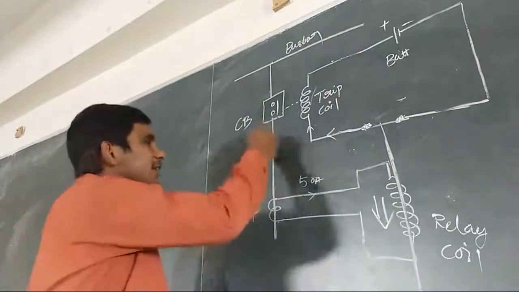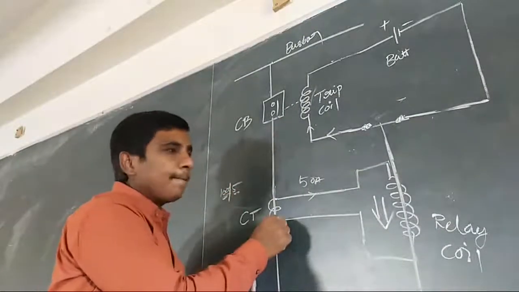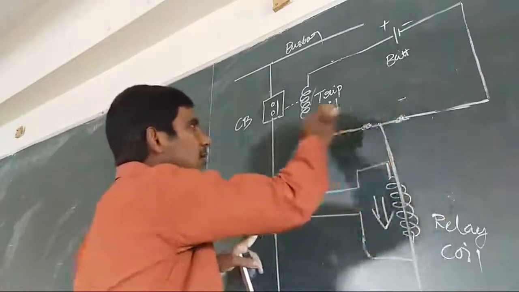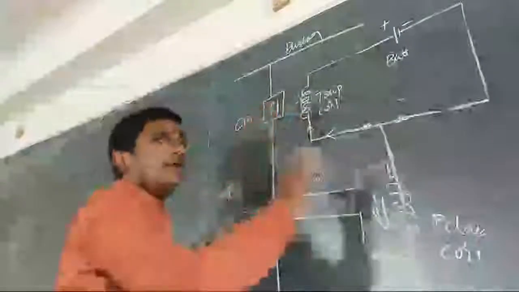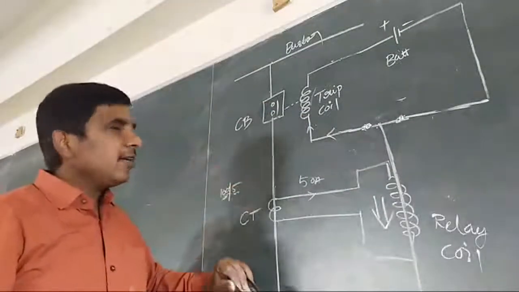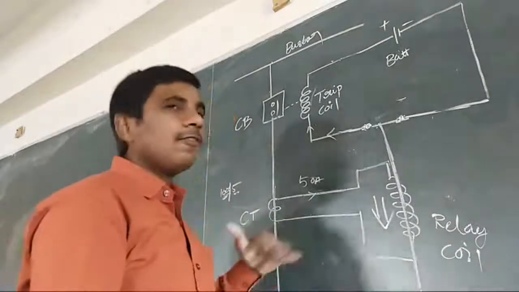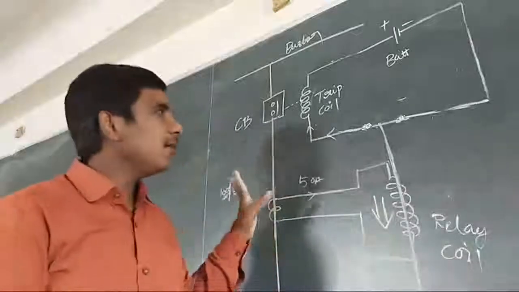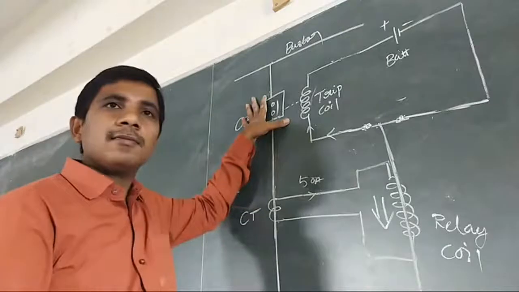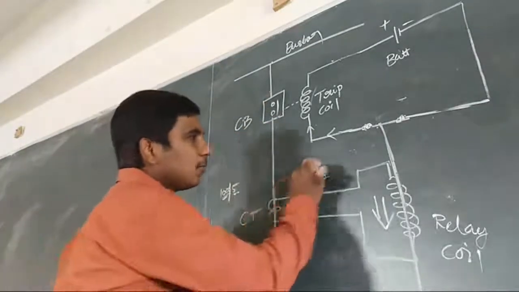The fault is detected by the CT. After that, the relay plunger moves downwards. After that, the circuit breaker trip coil will disconnect the circuit breaker from the fault. In this manner, the relay works. What is a relay? A relay is a piece of apparatus that detects the fault and initiates the circuit breaker to break.